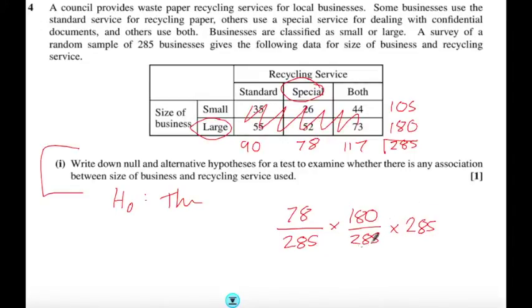Now, a lot of people will kind of cancel out these 285s and just do 78 divided by 285 times 180. And it just saves you a bit of work on the calculator, especially if you were having to do all 6 of these. So I make that 49.26. Okay, so that's the expected number of businesses we'd have.